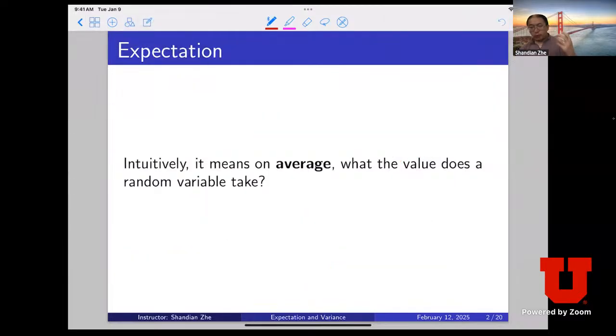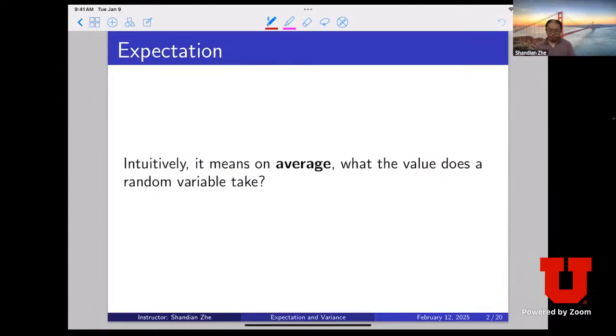Now we want to extract important properties about a random variable from its probability density function. There are two most important properties of a random variable. One is called the expectation. The other is called the variance. So our task is to figure out the definition and how to compute the expectation and the variance for a random variable.